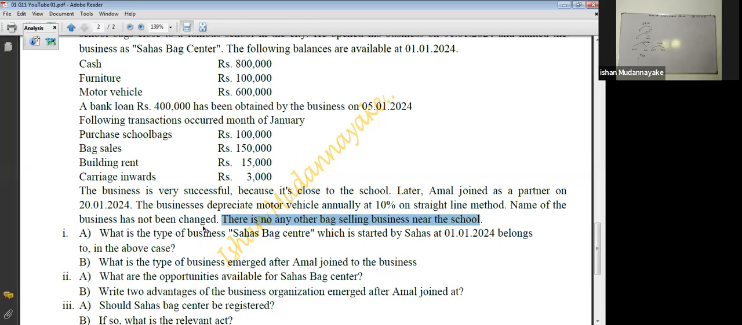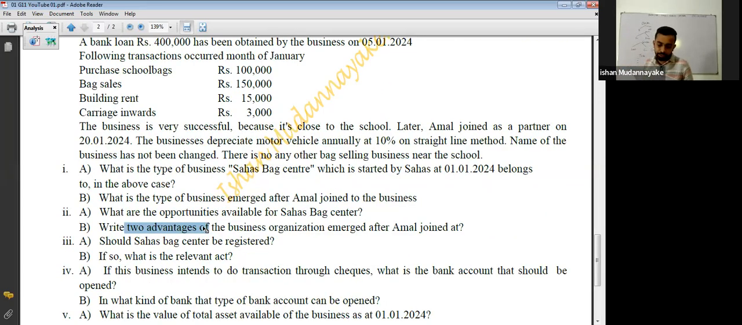Problem number 2, part B. Write 2 advantages of the business organization that emerged after Amal joined. Here, the advantages of partnership business organizations. You can go to the grade 10 textbook, where you can see the advantages of partnership business organizations. Convenience to commence, can raise more capital, can utilize different skills of partners, shared liability among others, partners can take collective decisions. Some of the advantages.